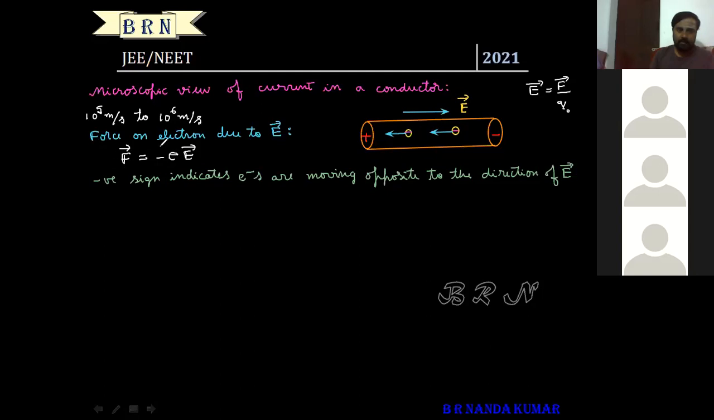So this is the force acting on the electron due to the electric field. When the charged particle enters the electric field, a force acts on it. That is, F vector is equal to minus e into E vector. Okay.